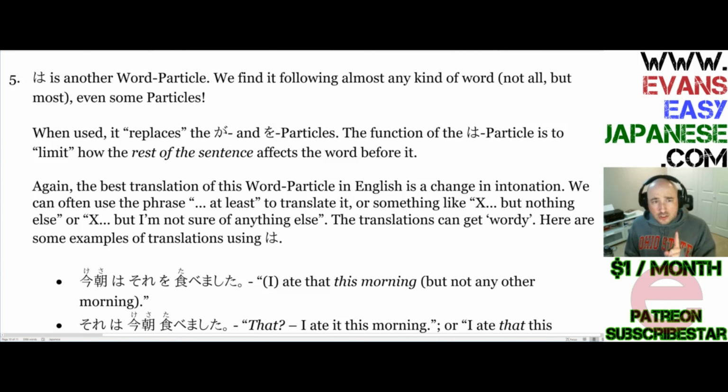However, with other particles that we haven't learned yet, it comes after those particles. But whenever we're putting it in where a ga or an o would be, the ga and the o are completely gone. Anyway, that's probably a little bit too much information.